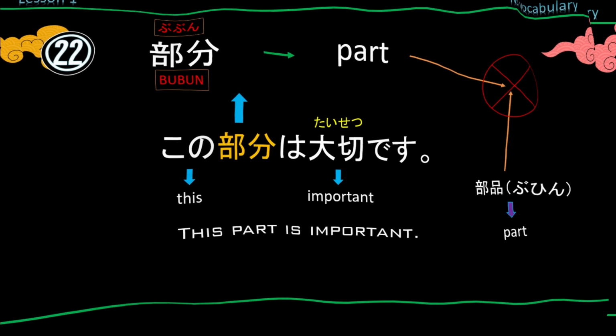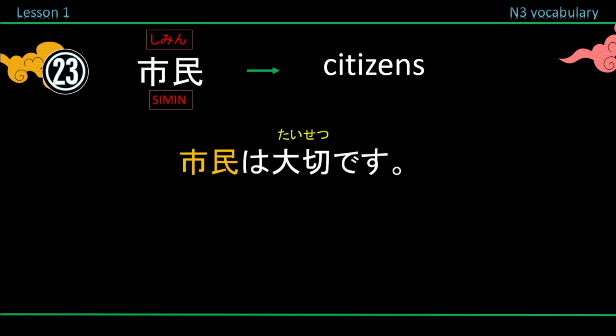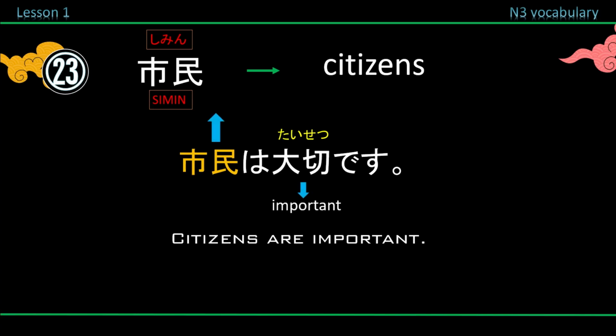The next is simin. Simin means citizens, and it also refers to the residents of a particular city. So here is a simple example sentence. Simin wa taishitsu desu. This means citizens are important. You will often hear this in news, public announcements, and formal discussions.